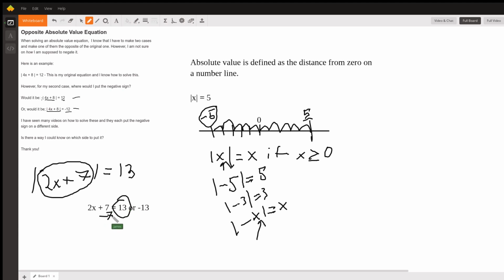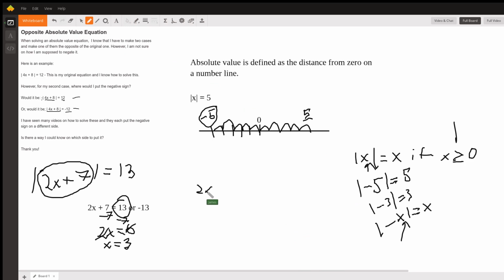I'll subtract 7. 2x equals 6. Then we divide by 2 on both sides, and we get x equals 3. The other option, which I will go ahead and move these out of the way to do, is 2x plus 7 equals negative 13. We can subtract 7 from both sides to get x by itself, and then 2x equals negative 20. We divide both sides by 2, and we get x equals negative 10. That's not the part you needed help with, though.